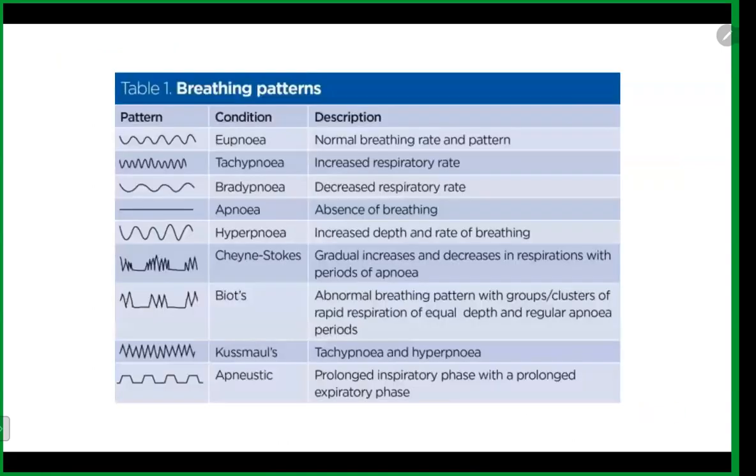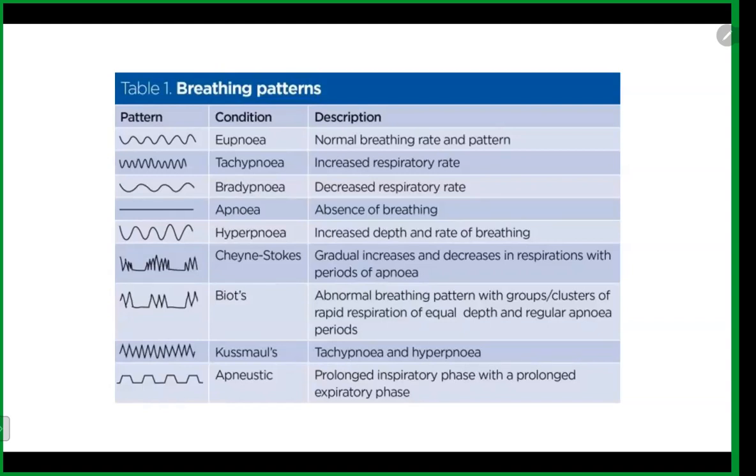Okay, next, last but not least, we are going to look at some important breathing patterns which you are going to read. What is eupnea? Normal breathing rate and rhythm. What is tachypnea? Increased respiratory rate. What is bradypnea? Decreased respiratory rate. Apnea is absence of breathing. Now come the different forms of periodic breathing. Number one, hyperpnea: increased depth and rate of breathing.